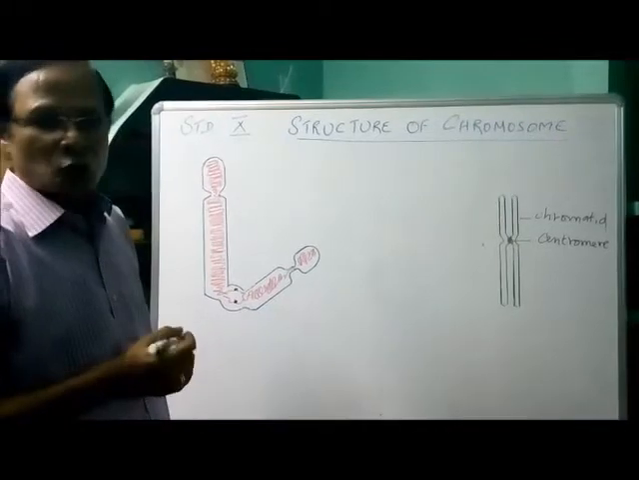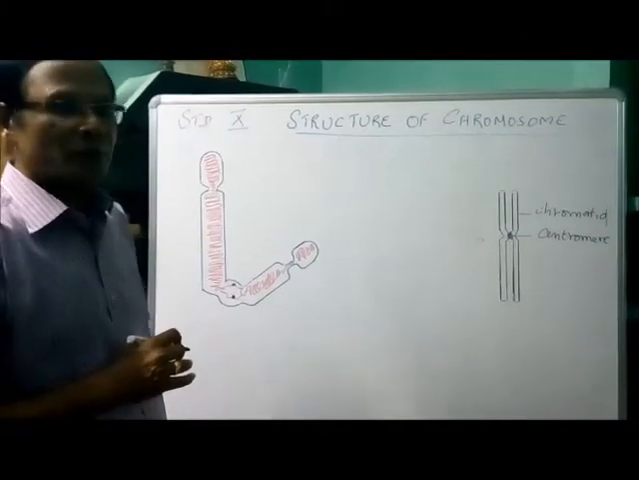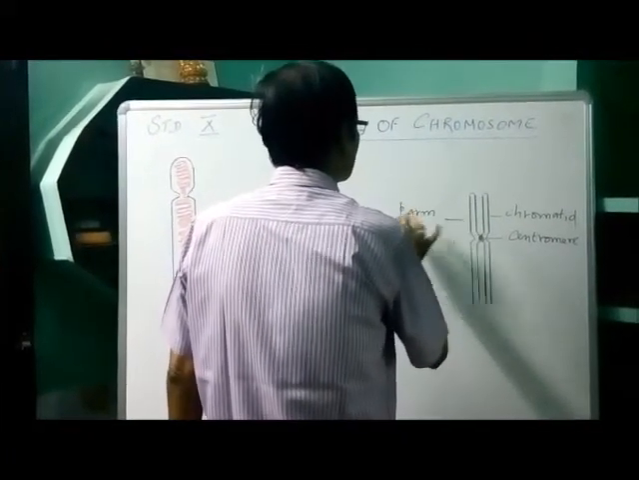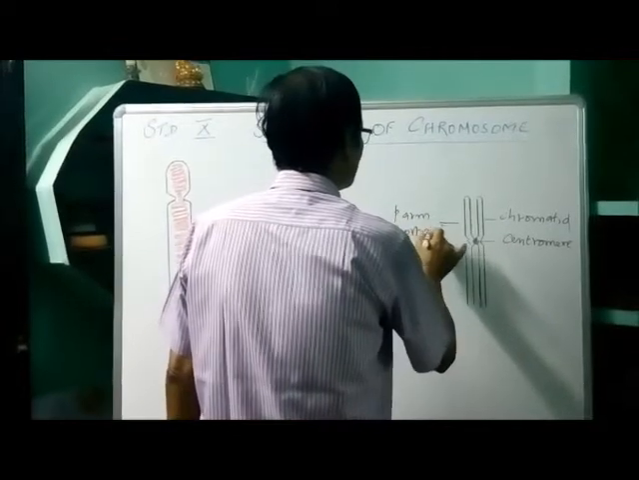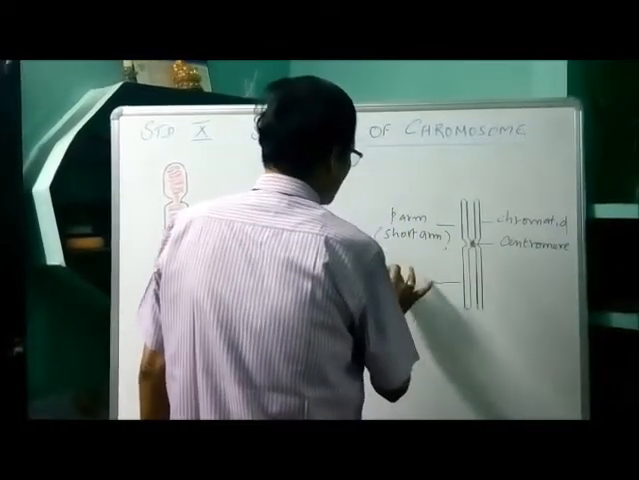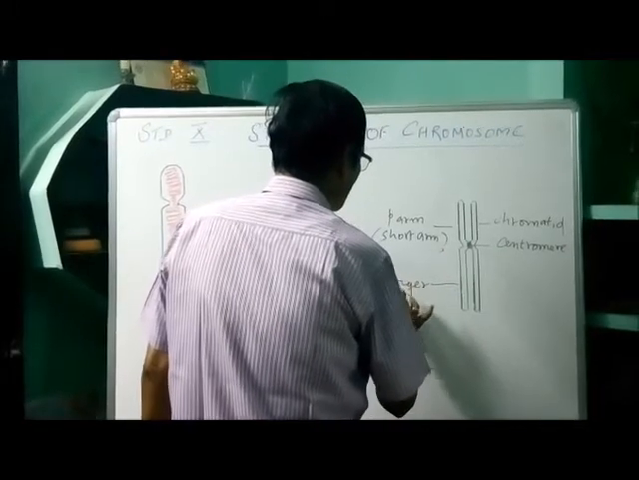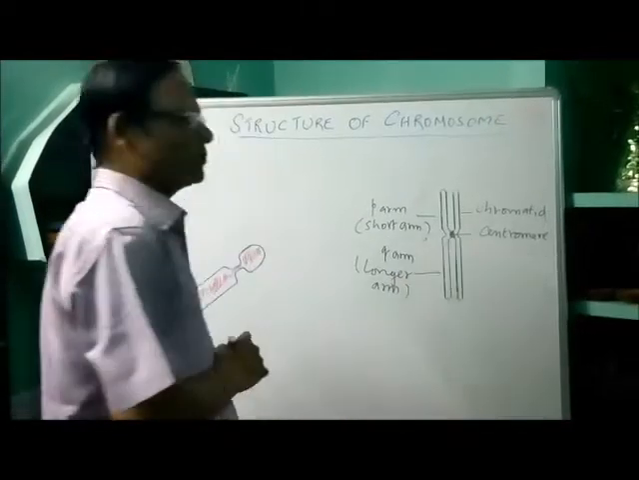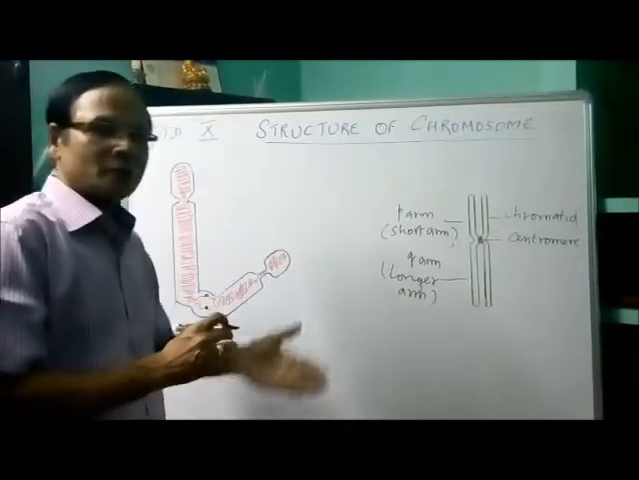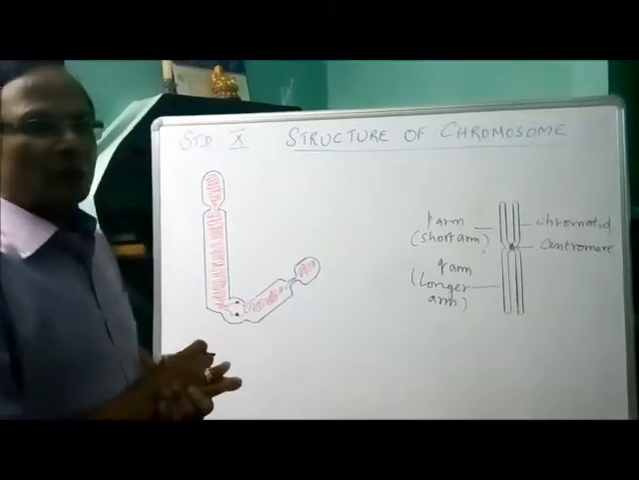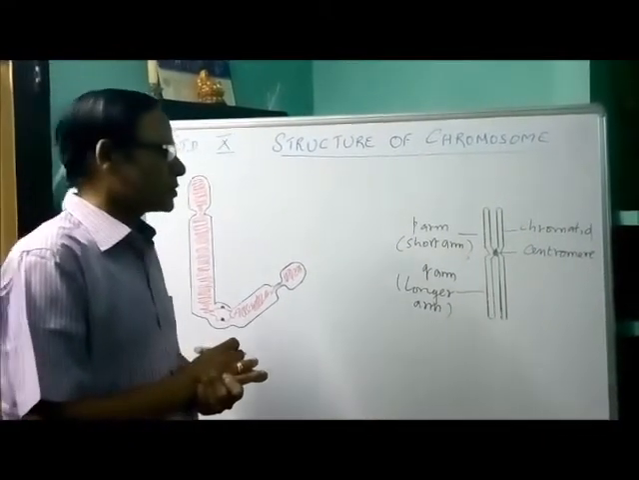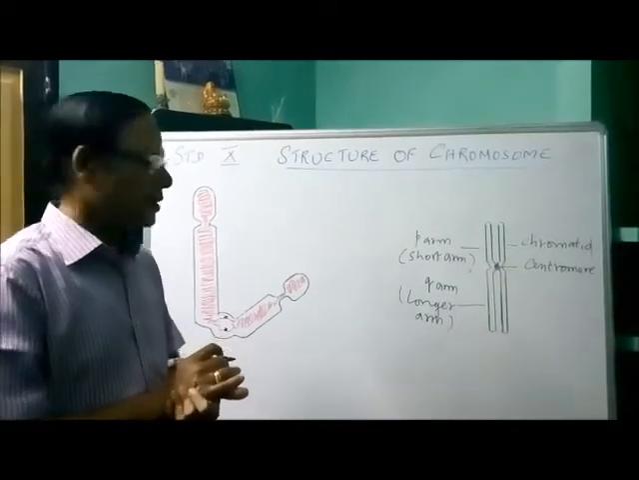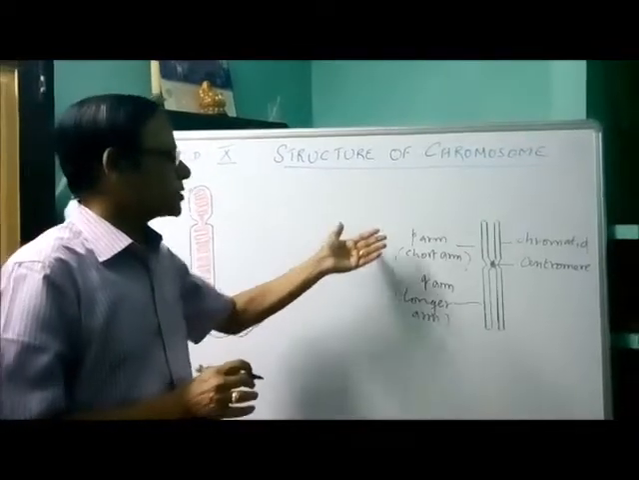Now one of the arms is shorter and one of the arms is longer. The shorter arm is called the P arm, the short arm. The longer arm is called the Q arm. So, the chromosome is formed of two symmetrical units called chromatids. The two units are joined together at a point called the centromere. The longer arm of the chromosome is known as the Q arm, and the short arm is otherwise called the P arm.